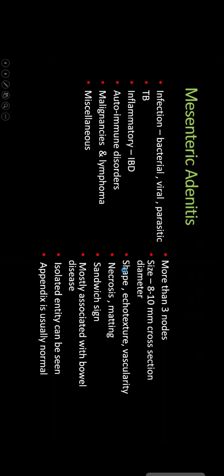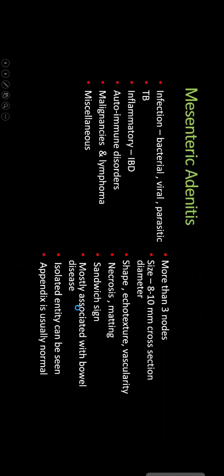Shape is very important. A rounded, small round node is abnormal. So when the node is rounded and hyperemic, it is abnormal. Echotexture is very important. When it shows heterogenic necrotic areas, calcification, it is tubercular. If it is hyperemic, it can be reactive or inflammatory. Necrosis, matting, sandwich sign. And most of the time, mesenteric adenitis is associated with bowel disease, either ileocolitis or appendicitis.